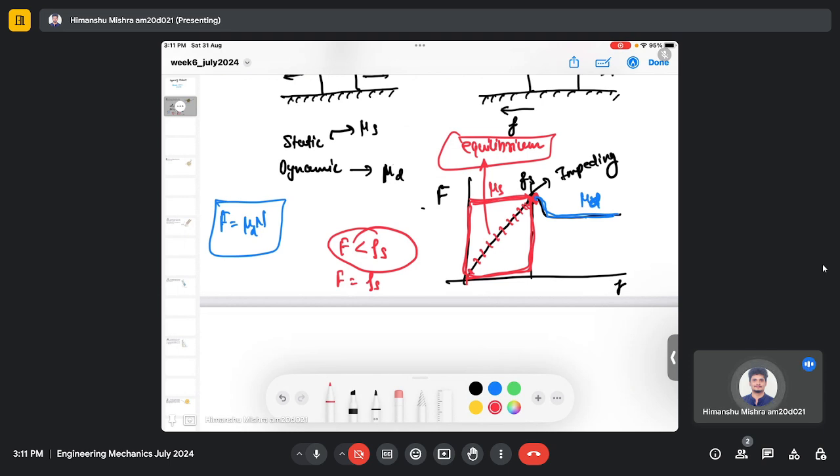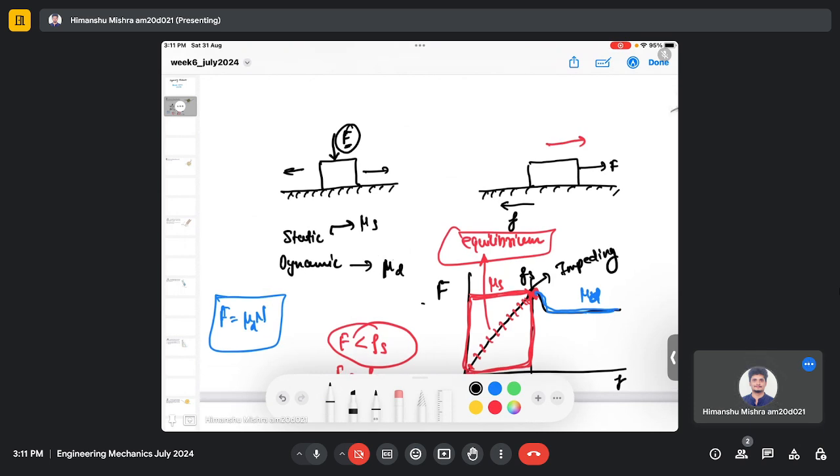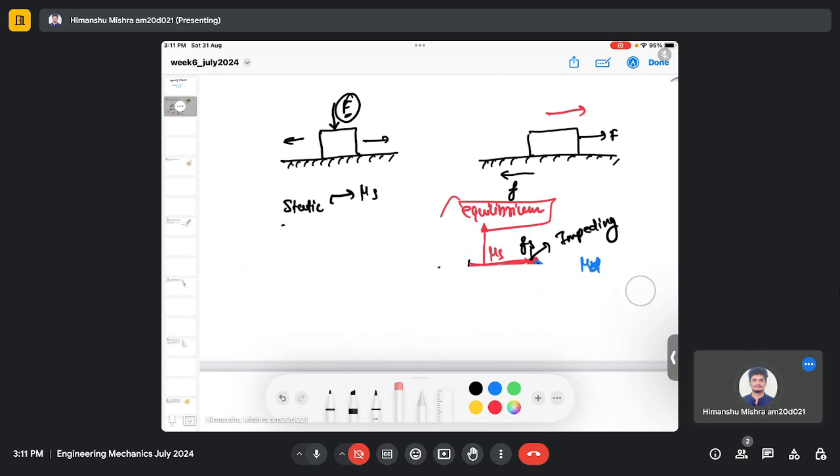So in most of the problems, the coefficient of friction is given. If the coefficient of friction is not given, just see whether in the question the body is in equilibrium or not, or if it is in motion, then you can use the appropriate coefficient of friction, in case both static and dynamic coefficients of friction are given. So we are going to solve the first problem based on these concepts.